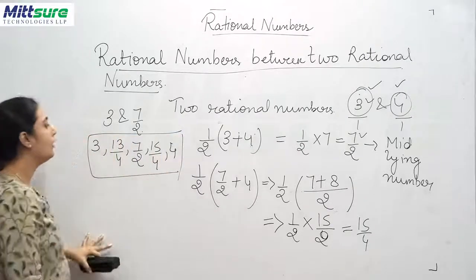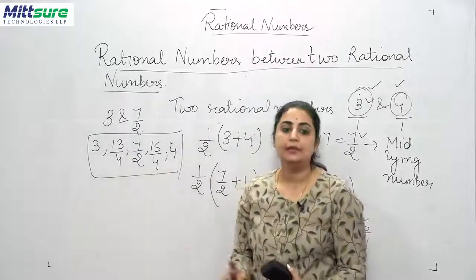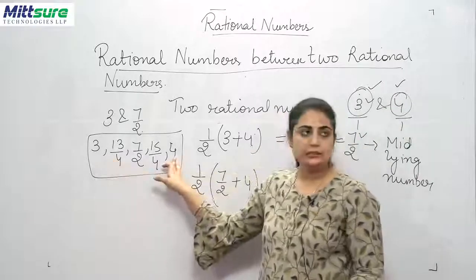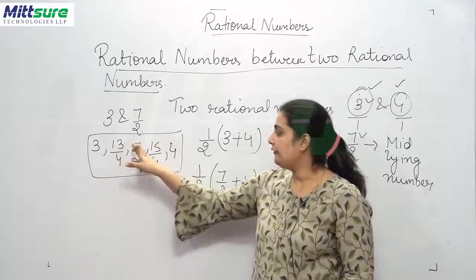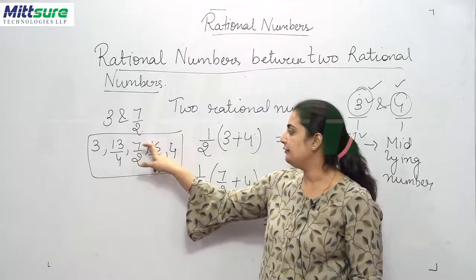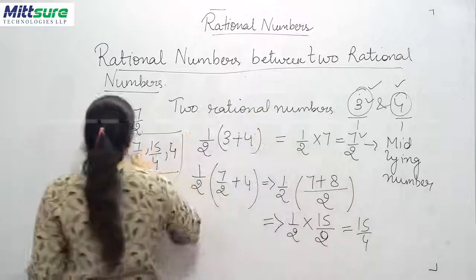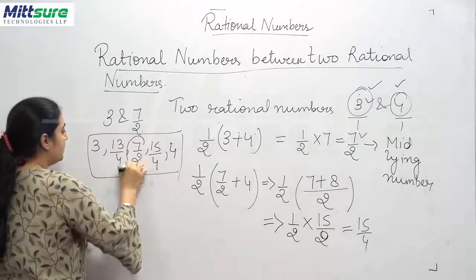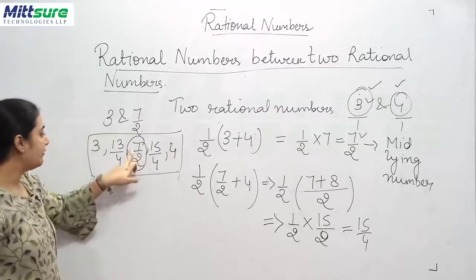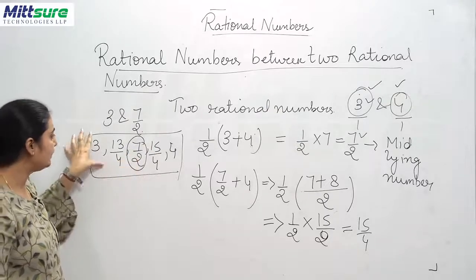Now if we say, how many numbers are present between 3 and 4? 3 and 4 are these two numbers. Then I have 13 upon 4, 7 upon 2 and 15 upon 4 between these numbers, in which 7 upon 2 is the midline number. So first of all, we have calculated the same. I calculated the midline number between 3 and 4.